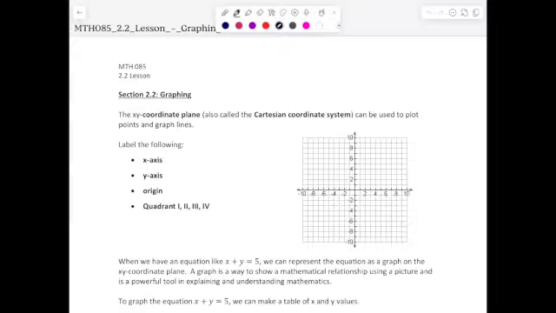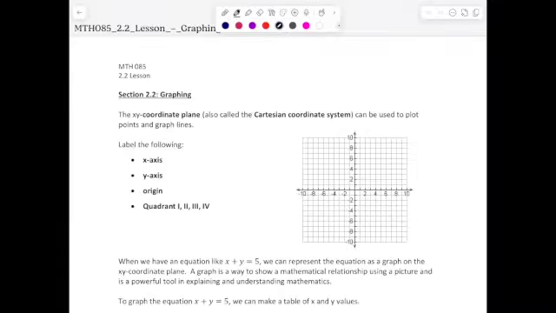The XY coordinate plane, also called the Cartesian coordinate system, is used to plot points and graph lines. We use this a lot in pre-calculus, and in calculus you will talk a ton about the coordinate plane. The main motivation for our understanding of the coordinate plane is that we want to visualize mathematics and trends. That is the main motivation.